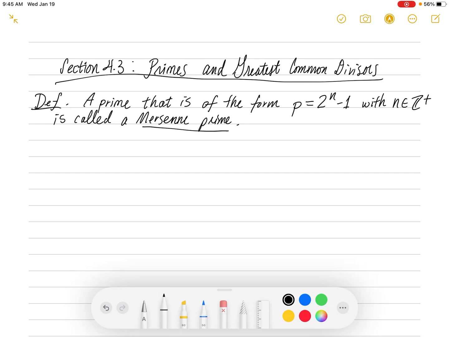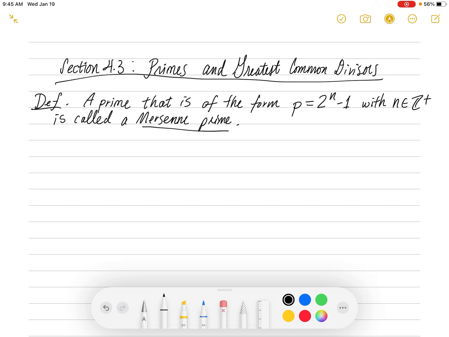So in our last video, we looked at the primality test, the square root primality test, which told us how far we really need to check for prime divisors. And we did more with prime power factorizations. Now we want to move on to special types of primes and some open problems. And we'll even go further and look at greatest common divisors.